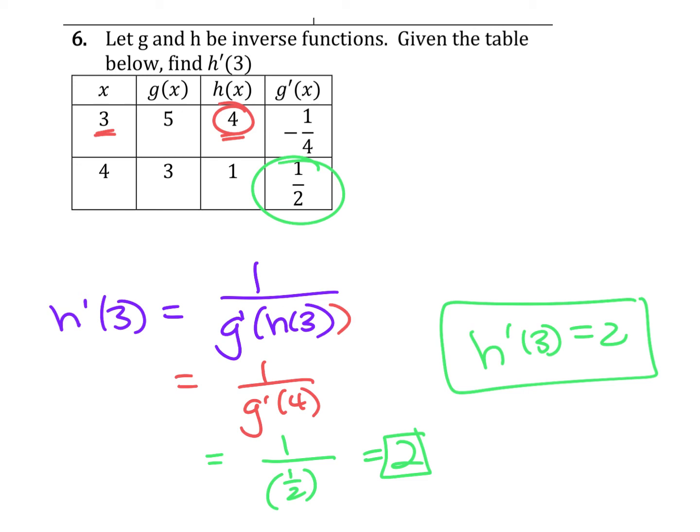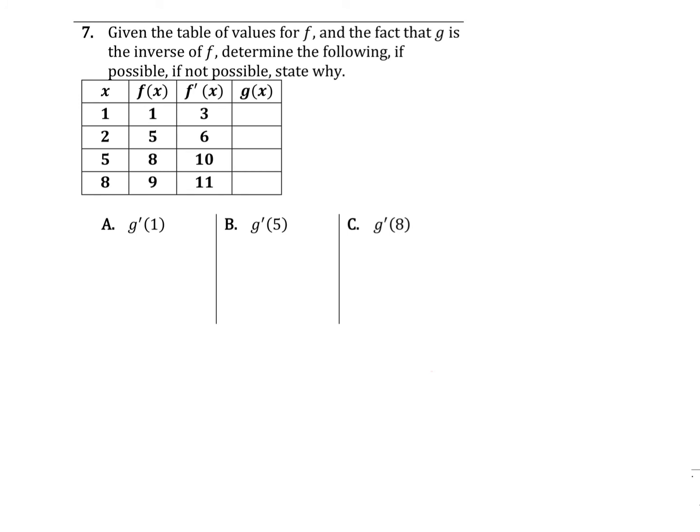Let's look at just a couple more examples and then we'll wrap up. Okay, given the table of values for f and the fact that g is the inverse of f, determine the following. If possible, if not possible, state why. So again, I'm going to encourage you to pause the video and try and work through this on your own, and then unpause the video and see how you did.